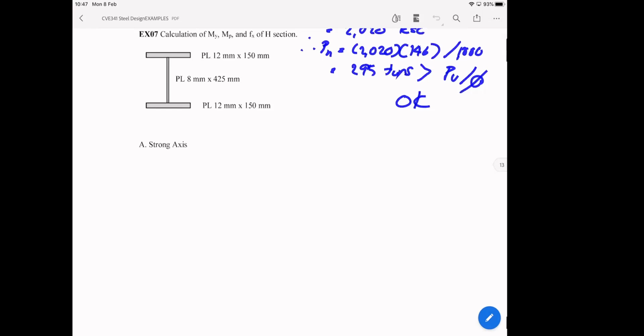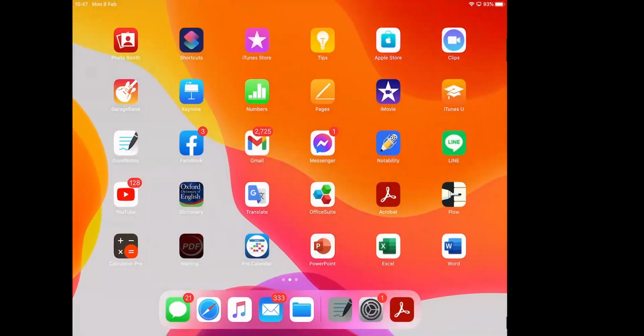You know what? Before I start doing example number 7, let me work on a simple rectangle to show you what's going on. Okay, so let's work on a rectangular section first. Let's say I have a section with the width B and the depth D.